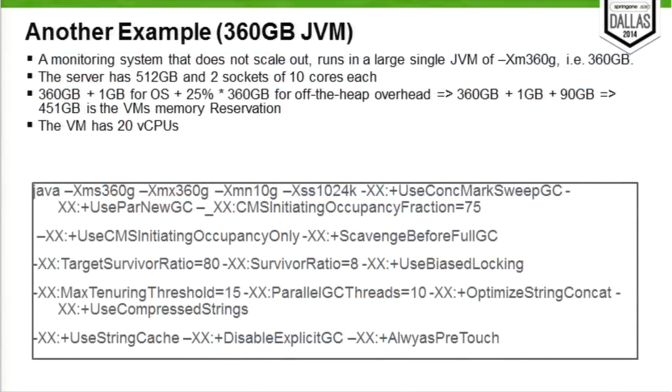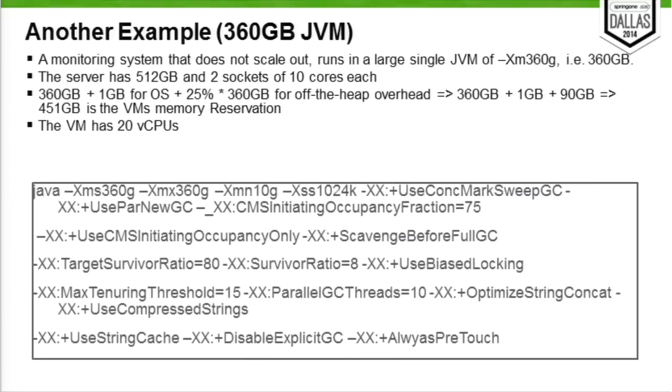Here's a 360 gig JVM example. Here, this was a vendor monitoring system that does not scale out, which is unfortunate. But I got engaged with them, and they had a physical box of 512 gig. We put virtualization on it, and this is the configuration.